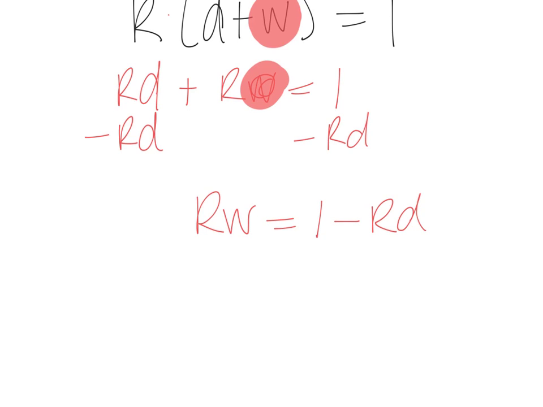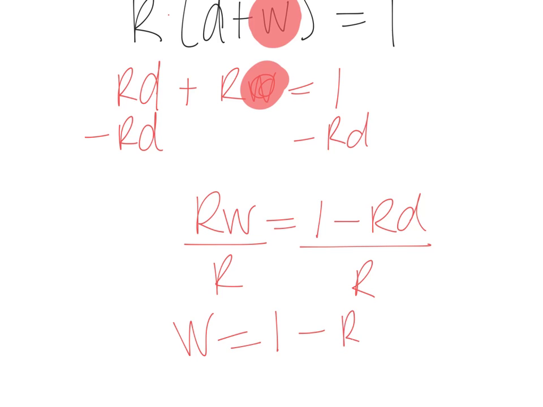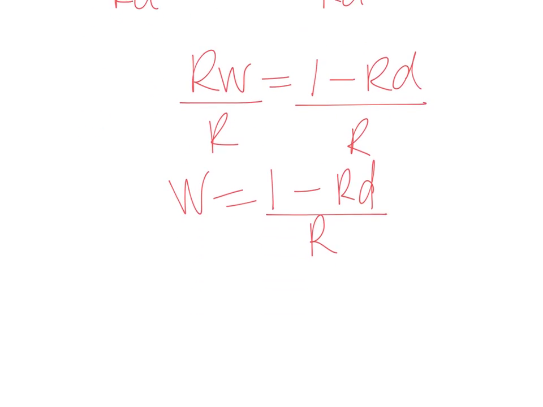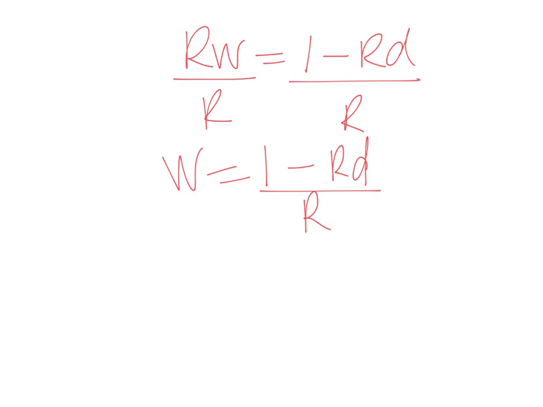And now finally, to get w by itself, you're going to divide everything by r. And the reason why you can't simplify this anymore is because not all the terms have an r in it. So you're just going to leave it just like that.